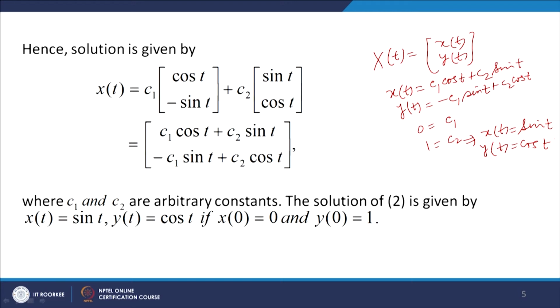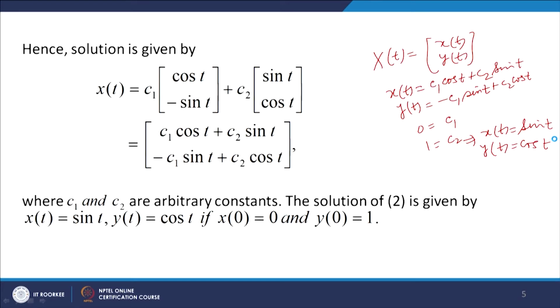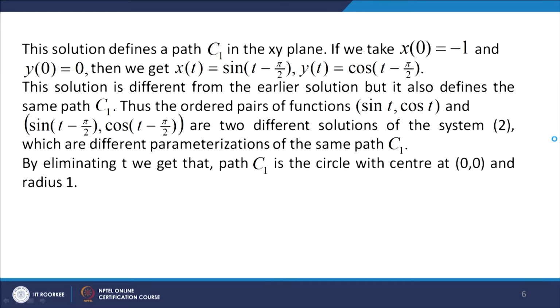So, if we put the initial condition that at t = 0, x is 0 and at t = 0, y is equal to 1, then the solution of the autonomous system (2) is given by x(t) = sin t, y(t) = cos t. Now, this solution x(t) = sin t and y(t) = cos t defines a path. Let us call that path C1 in the xy plane.